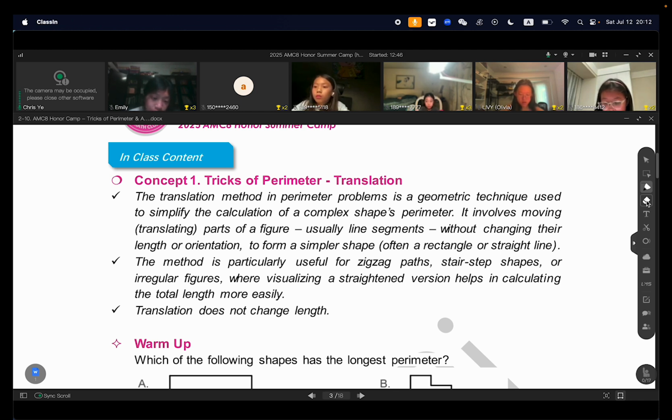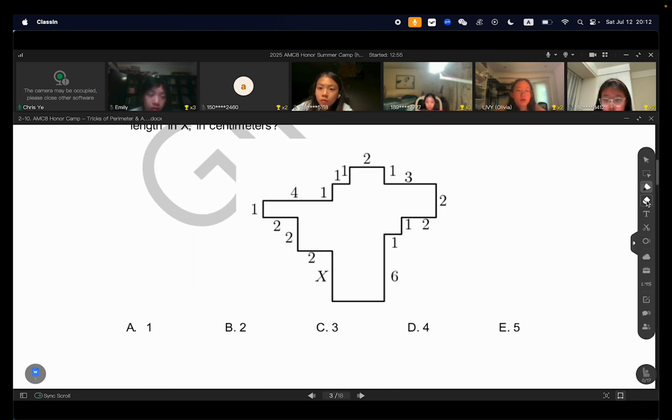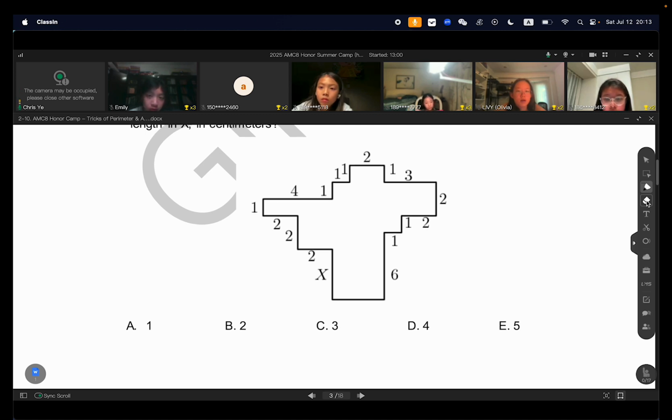The first trick of perimeter is translation, and it's usually used when we have an irregular shape that's really complex. For example, like this. And what we have to do is translate. So let's say the question is asking us what the perimeter of the shape is. It's going to be really complicated, tiring and boring to have to add up all of these sides one by one.